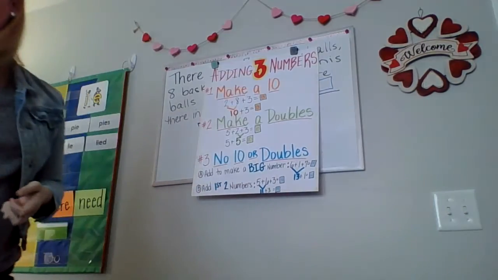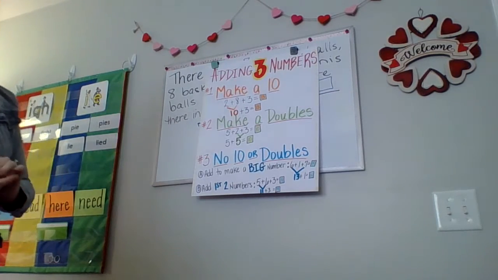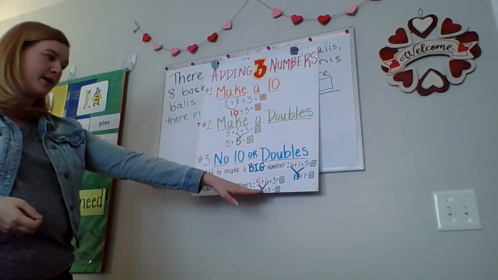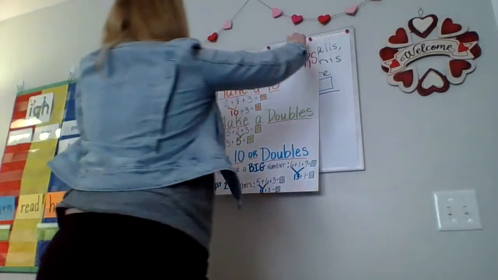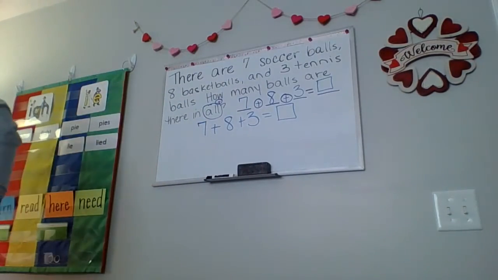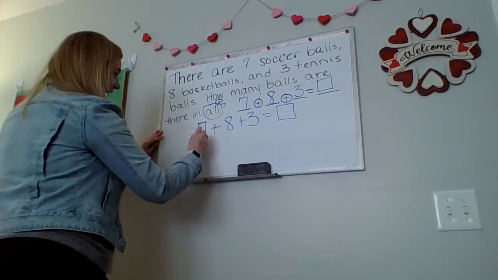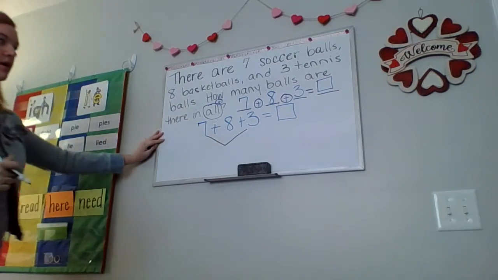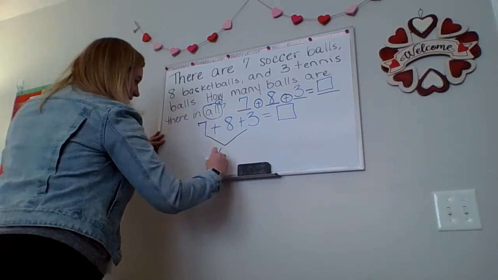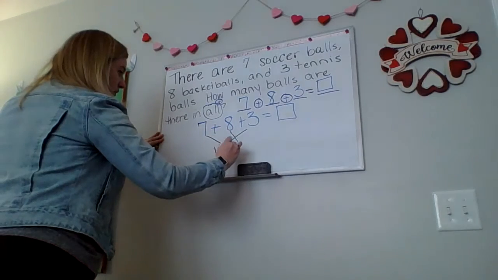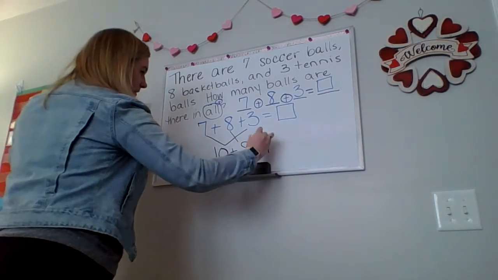So remember, you could make a 10, okay? You can make a 10, you can make a doubles fact, and if there's not one, you can make the biggest number or add the first two numbers. So for this one, I do see a way to make a 10. I think I left that off. Yep, I did. So I do see a way to make a 10. If I add 7 and 3 together, 7 plus 3 equals 10. Then I still have to bring 8 down and add 8 to 10 plus 8.